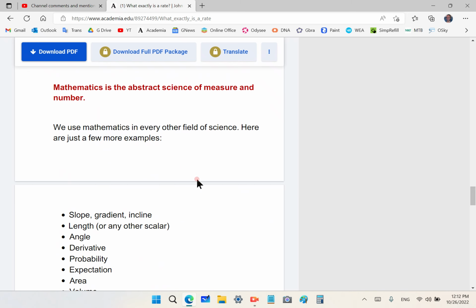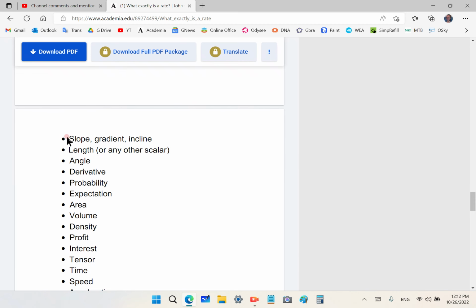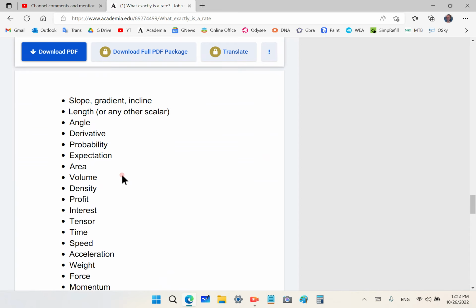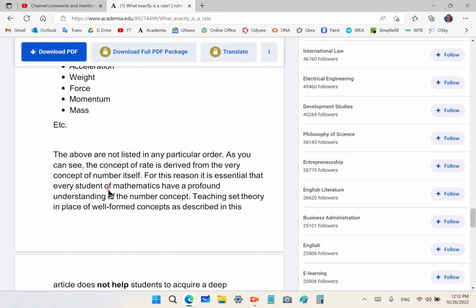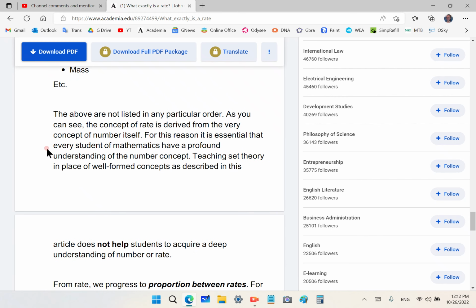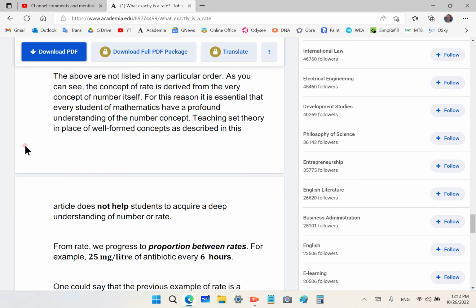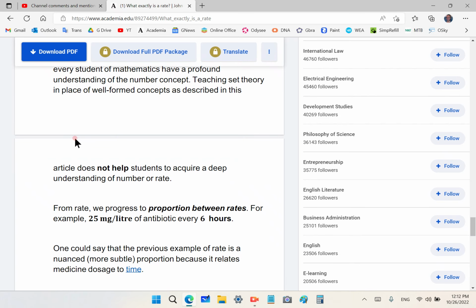So mathematics is the abstract science of measure and number, and there's nothing in any other science that we can do without number. And so here are a few examples: slope, gradient line, length, angle, derivative. All of these here, probability, etc., they're all rates. Okay, so the above are just a few examples, and they're not listed in any particular order. And so as you can see, the concept of rate is derived from the very concept of number itself. So for this reason, it is essential that every student of mathematics have a profound understanding of the number concept.